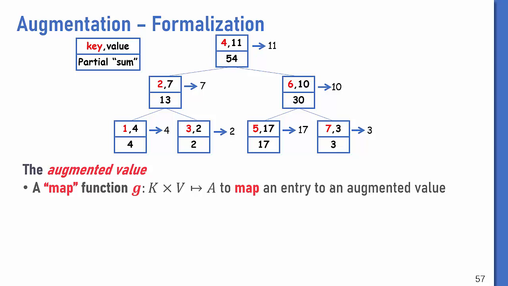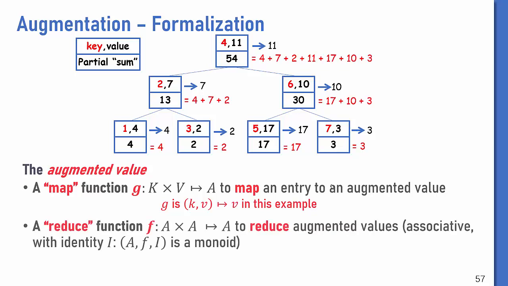For example, the augmented values in the leaves can be computed just by using this function. And in this example, G maps a key-value pair just to its value. Okay, so it extracts the value of a key-value pair. Also, we need a reduce function, let's call it F. It combines the augmented values. Now, in this example, F is just an addition. So it sums up the augmented values. We require F to be associative with an identity I. Okay, so I is also the augmented value of an empty tree.